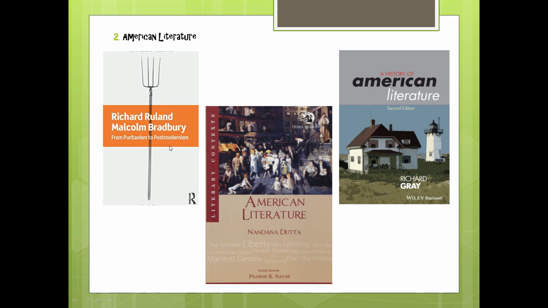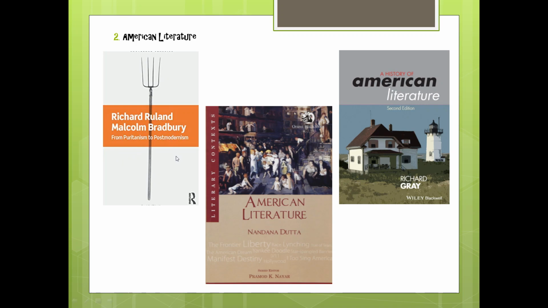As the title of the book suggests, this book deals with American literature from the age of Puritanism, as American English literature started during the Puritan age when many European people, especially from England, emigrated to the new world that was America, to the postmodern age.